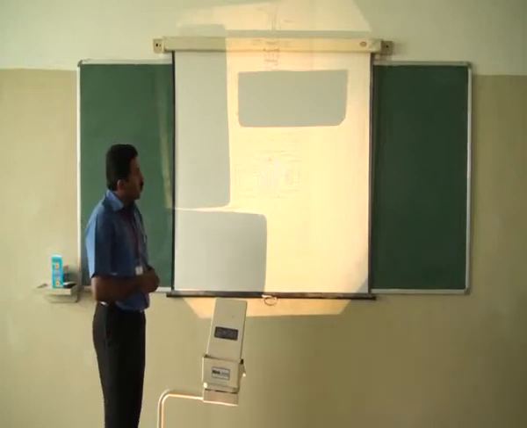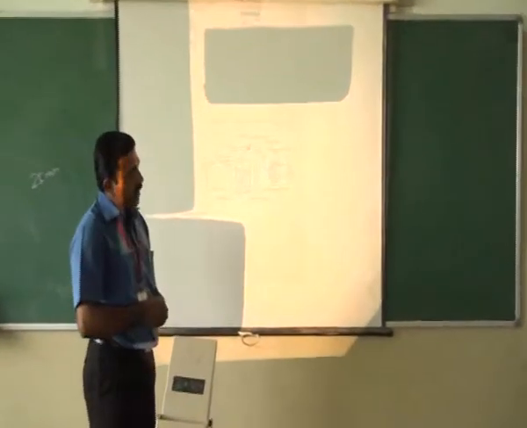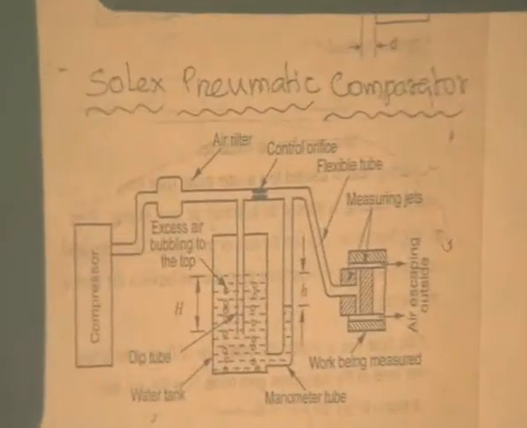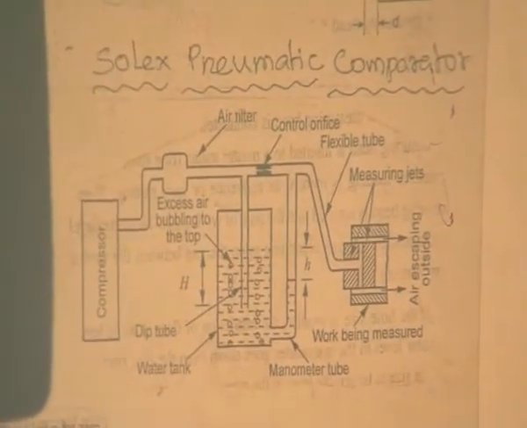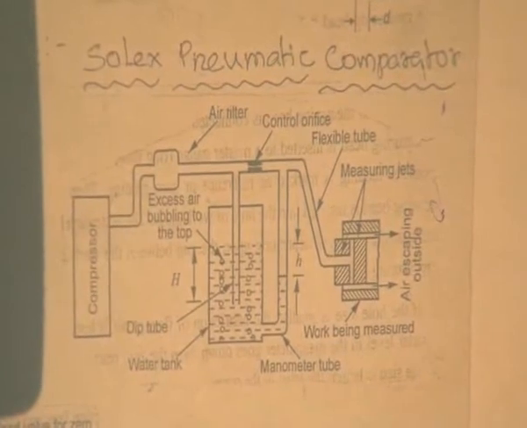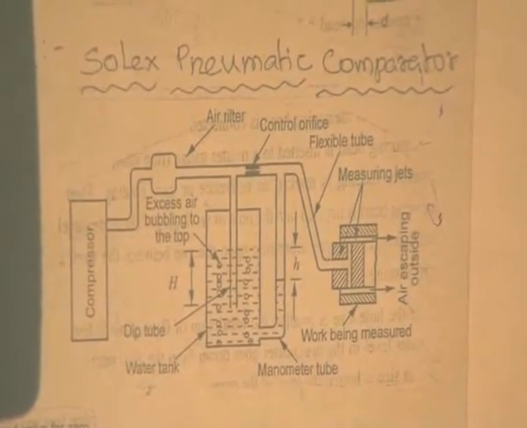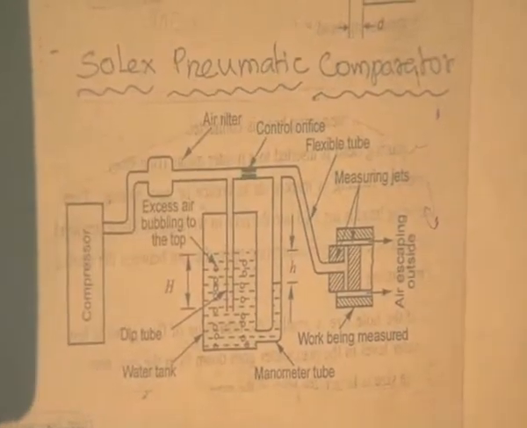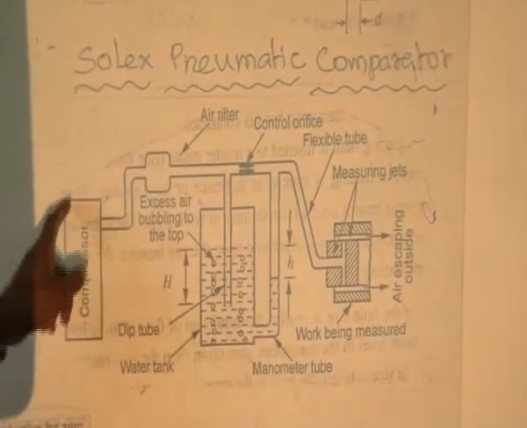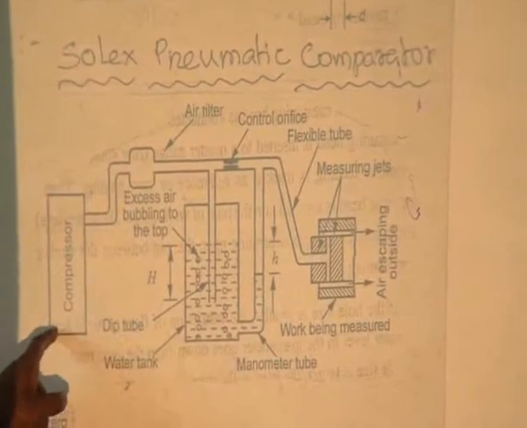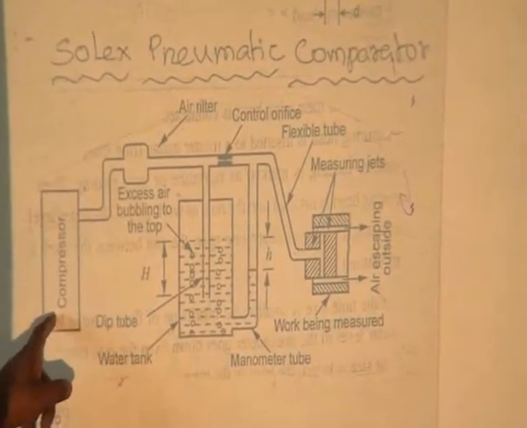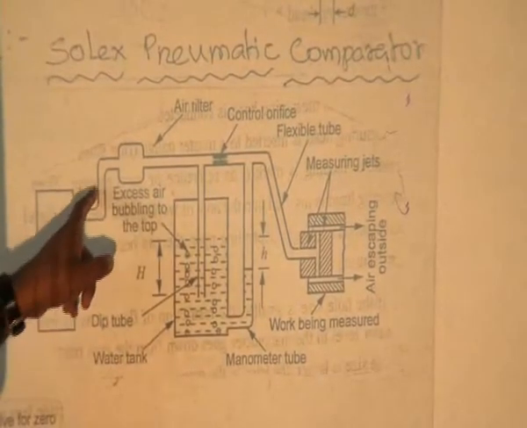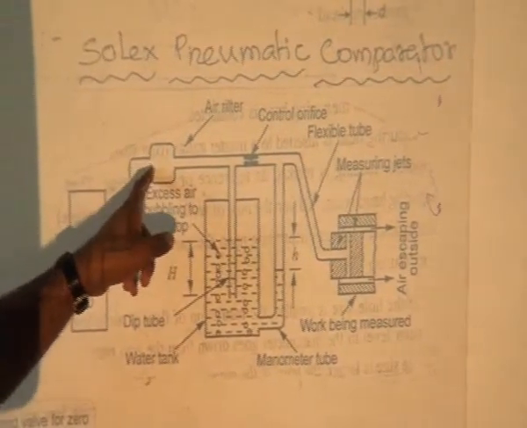Another type is the Solex pneumatic comparator. Normally, a pneumatic comparator works based on the back pressure system. Pneumatic means we are using air as the fluid in this system. The air is compressed from the atmosphere using a compressor, and then the compressed air is filtered by the air filter.